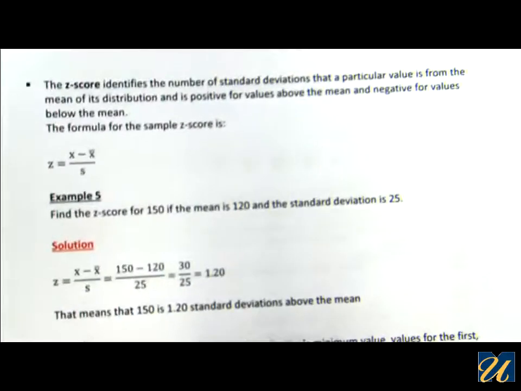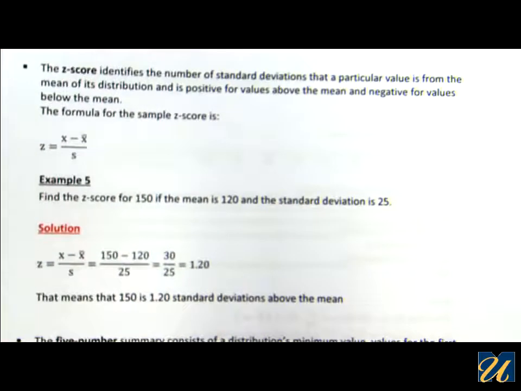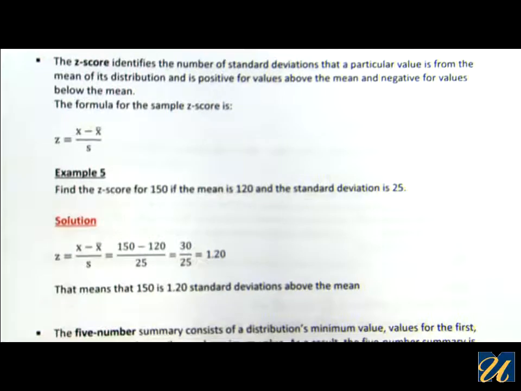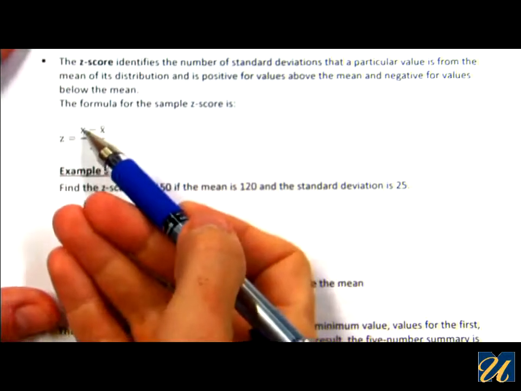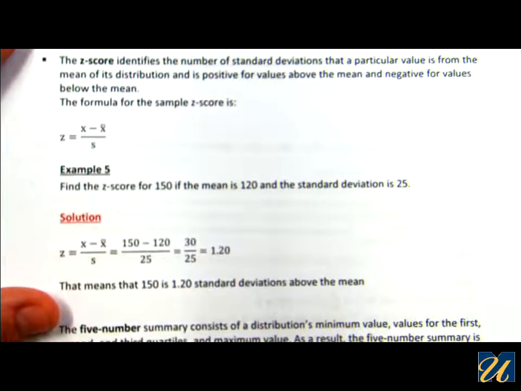Now, when it comes to the z-score, that's another very, very important measurement in statistics. The z-score identifies the number of standard deviations a particular value falls from the mean. If it's positive, then it falls above the mean. If it's a negative z-score, then it means that your value falls below the mean. The formula for the sample z-score is x minus x bar over s. So x will be the value that you are calculating the z-score for. X bar is your average, s is your standard deviation.